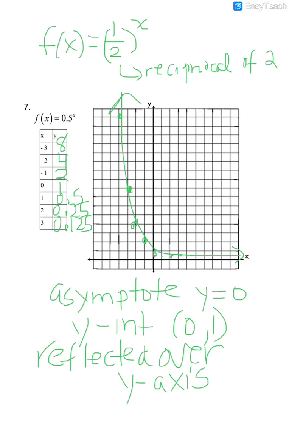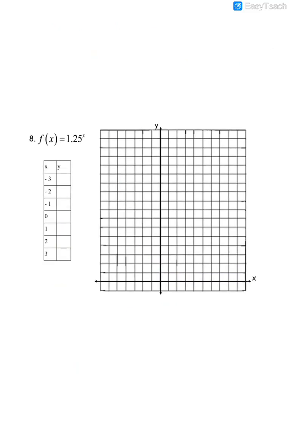All right, let's check out question number 8. So this time we have f of x equals 1 1/4 to the x power, or 1.25 to the x power. Let's see how that looks. So let's clear this out and plug in 1.25 caret x and generate a table. This is asking us to start at -3. If I start at -3, I got 0.512. So I'm going to do this in red.